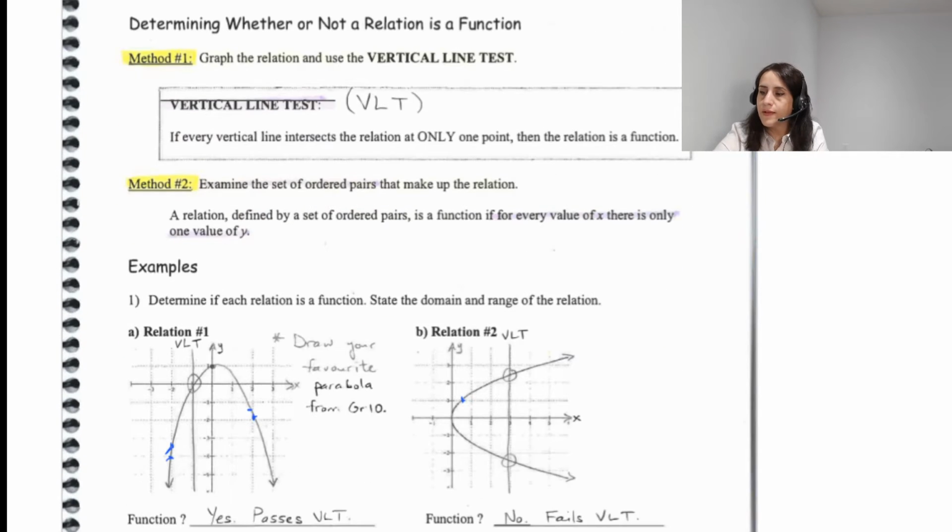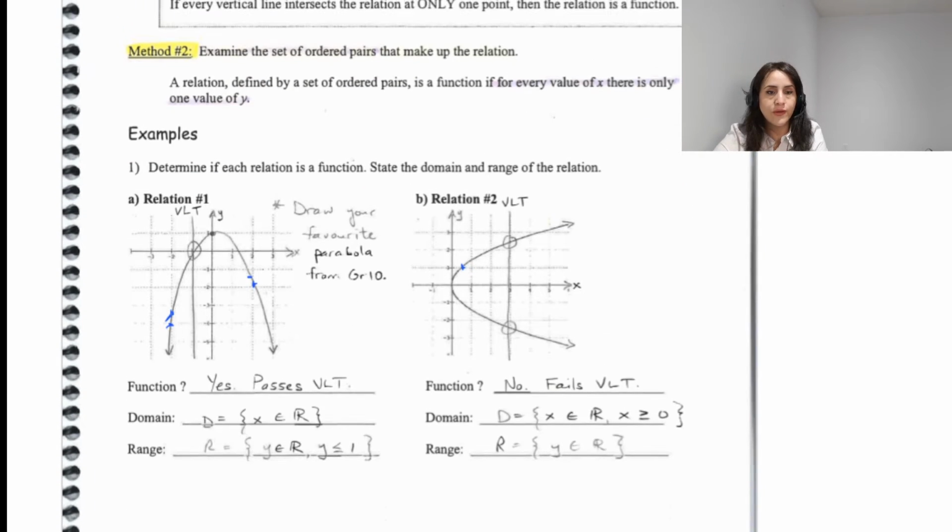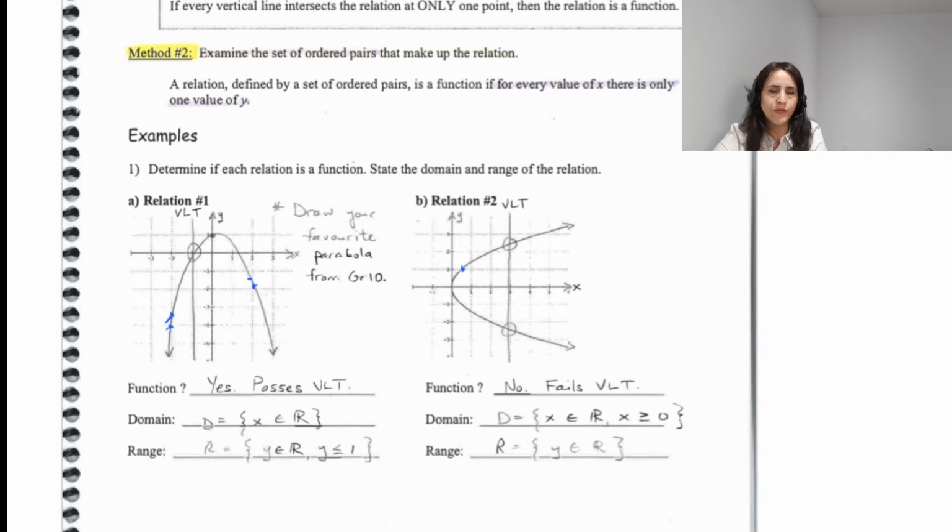Here there are two examples. I'm going to go over these two examples. For the next example, I'm going to give you time to go over it.